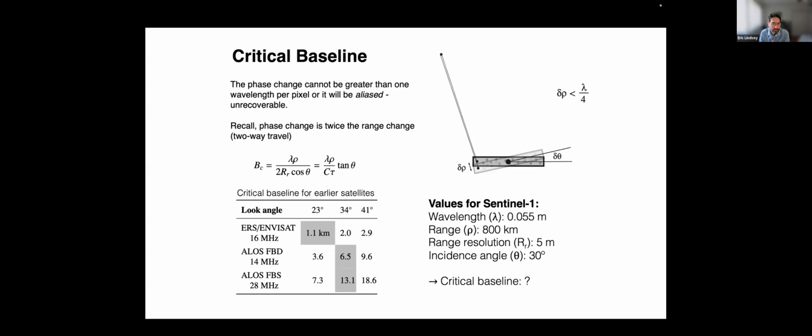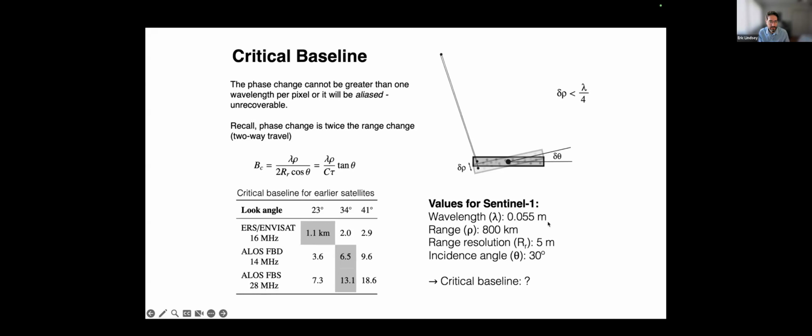For ERS and Envisat, the range was from about 1 to 3 kilometers. At the near range, 1 kilometer formed the limit. So you can't form an ERS interferogram that's going to be coherent with a baseline longer than about 1 kilometer, and the coherence decreases gradually as you get up to that point. So you don't want to make images with too large of a baseline. For ALOS, it was a lot larger, 3 to 9 kilometers and 7 to 18, depending on the bandwidth, depending on the mode. So these would be different resolutions, if you remember what Catherine talked about with the range resolution.